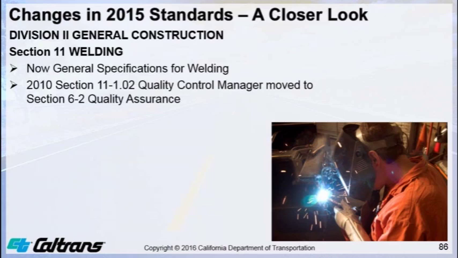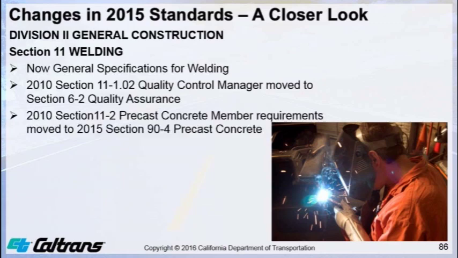The quality control and quality assurance specifications in the 2010 Section 11 were moved. The 2010 Section 11-1.02 Quality Control Manager specifications were moved to 2015 Section 6-2 Quality Assurance. The 2010 Section 11-2 Precast Concrete Member specifications were moved into the 2015 Section 90-4 for Precast Concrete.